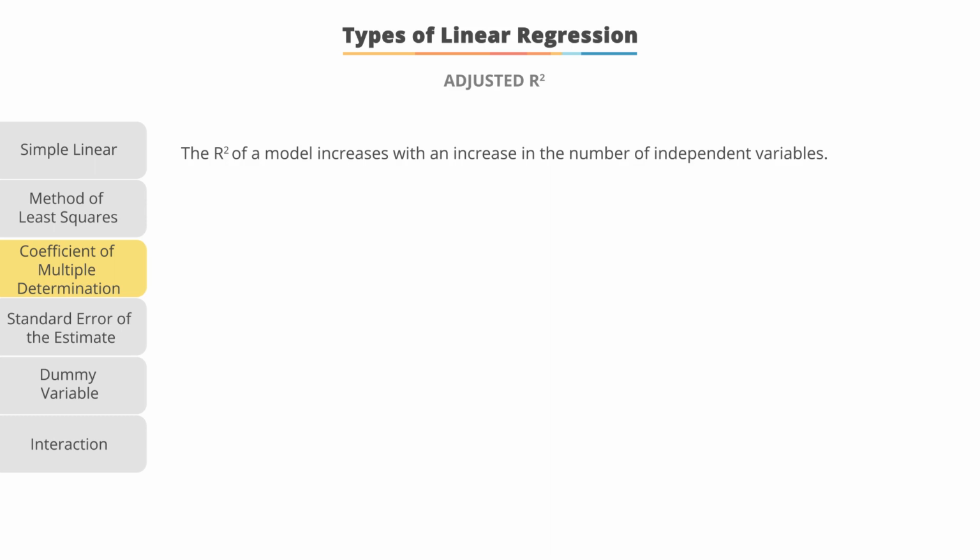R squared of a model increase with an increase in the number of independent variables. It's completely contingent on if there's a relationship and orthogonality or independence of those variables. Now, adjusted R squared looks at penalizing a model with too many variables, and so what it does is it readjusts the accuracy of the overall model.